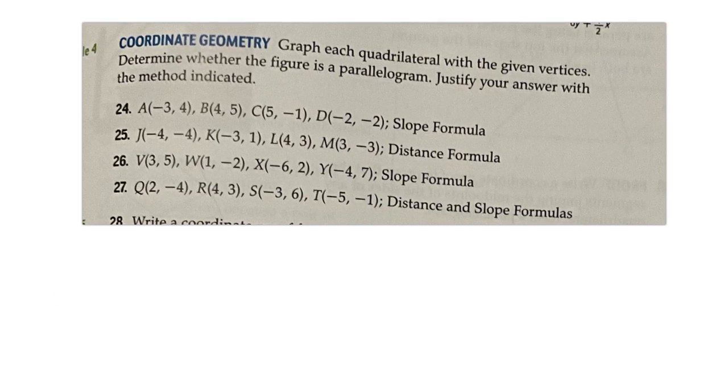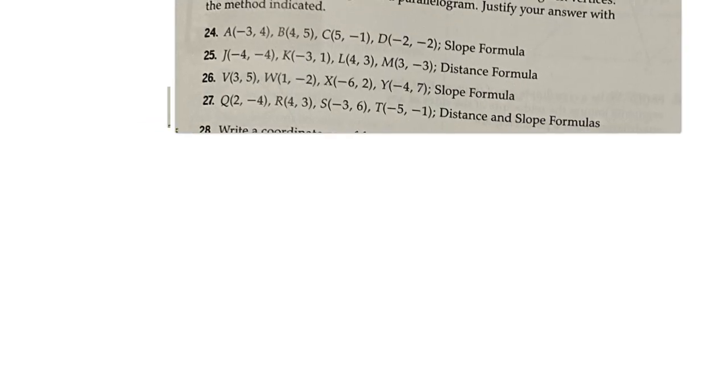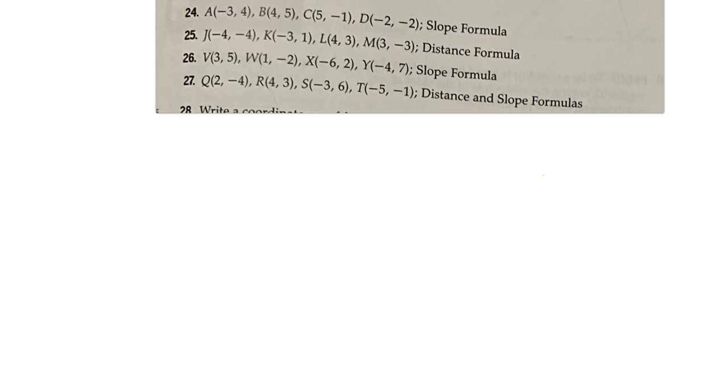Graph each quadrilateral with the given vertices. Determine whether the figure is a parallelogram. Justify your answers with the method indicated. So for problem number 24, what would that look like? -3, 4 is here. That's A. B is 4, 5. That would be here. So that would be B.